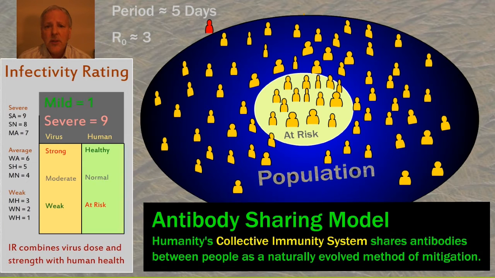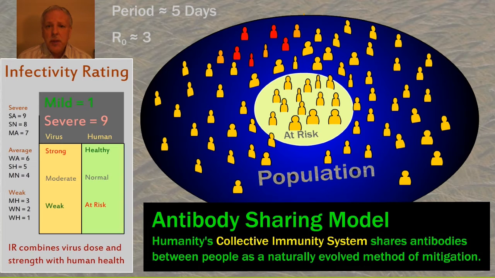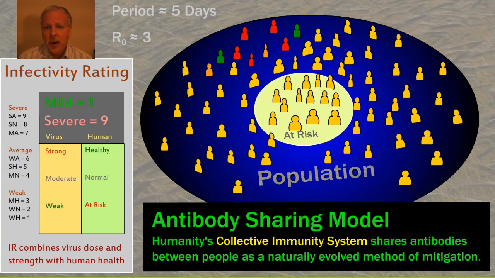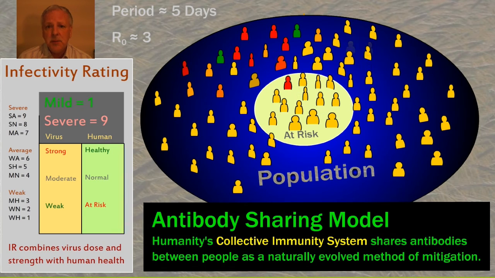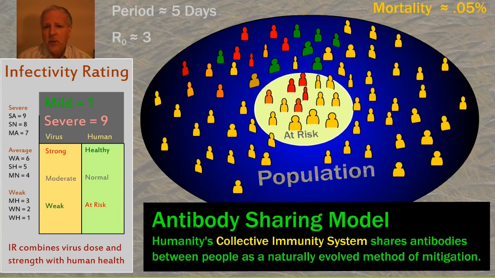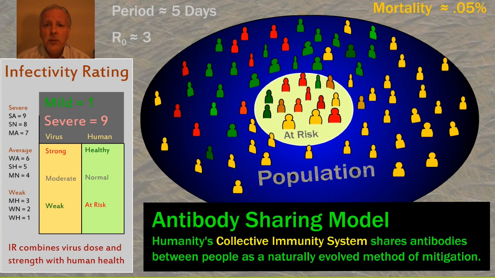The last factor we looked at was the antibody sharing model. We're speculating that antibodies can be shared between people as a natural mitigation factor. This is something that we've termed the collective humanity immune system. One person would get the virus, get healthy, and they would create antibodies within their system. Then when they go throughout the population, they will share these antibodies with other people through sweat and saliva.